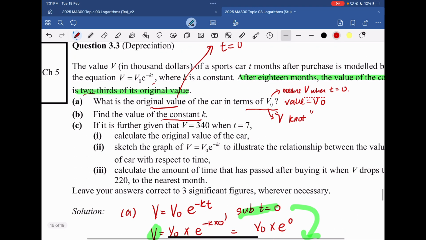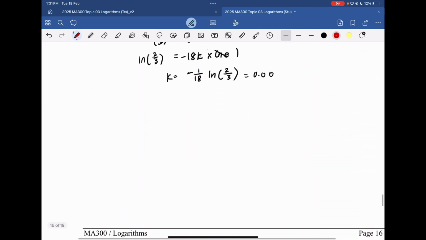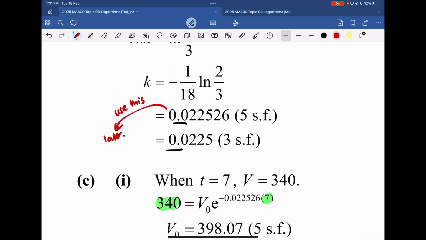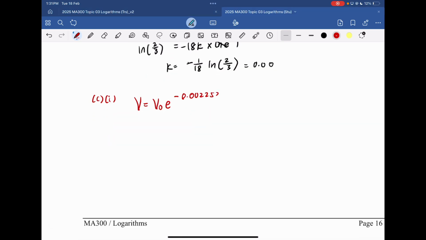So I go to C part 1. What do I do? Very simple. You sub in 3, 4, 0, and 7. C part 1, this is your equation: V0 E to the negative 0.022526 times k. Now you sub time as 7. Is it 7? Time as 7 and the value is 340. Okay?